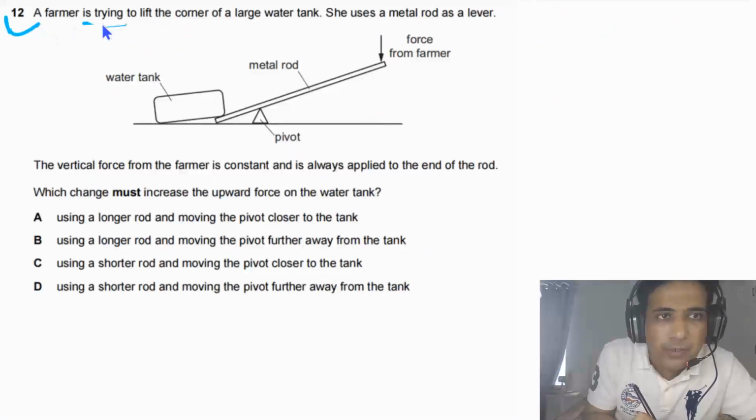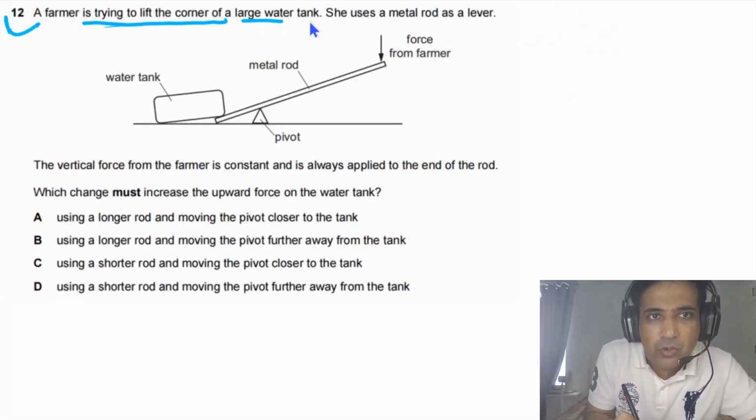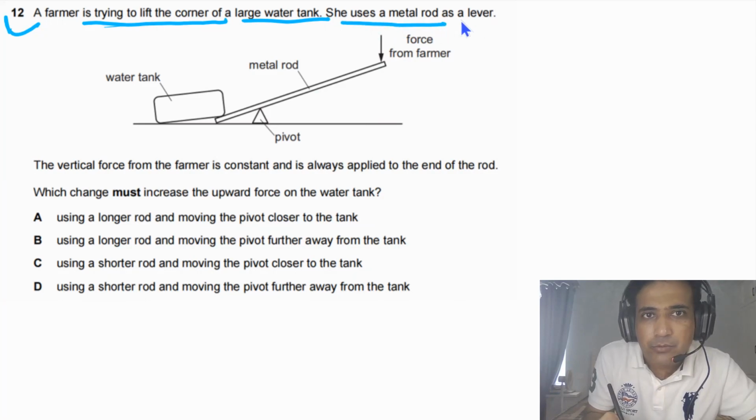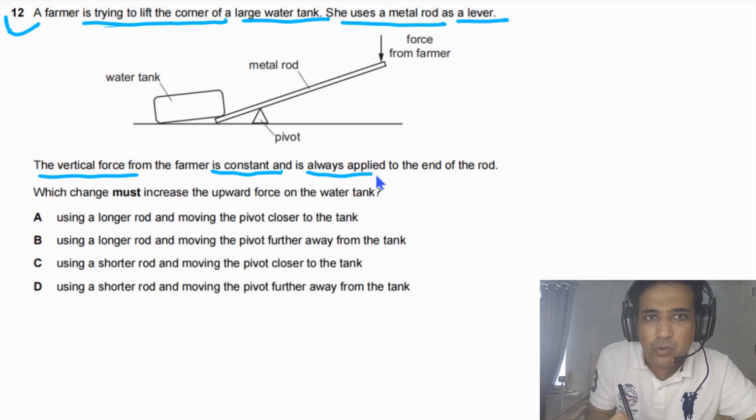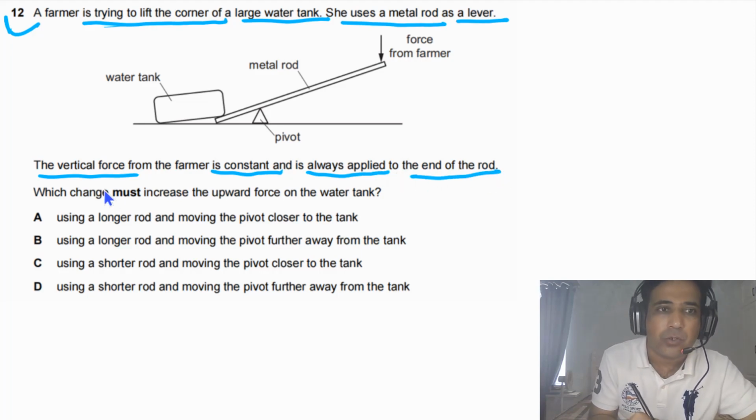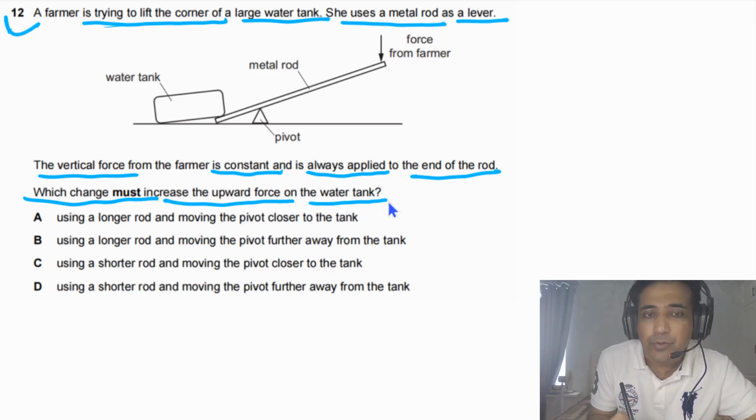Question 12 says a farmer is trying to lift the corner of a large water tank. She uses a metal rod as a lever. The vertical force from the farmer is constant and is always applied to the end of the rod. Which change must increase the upward force on the water tank?